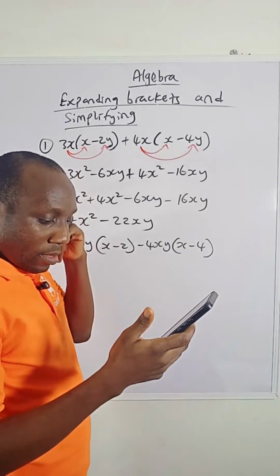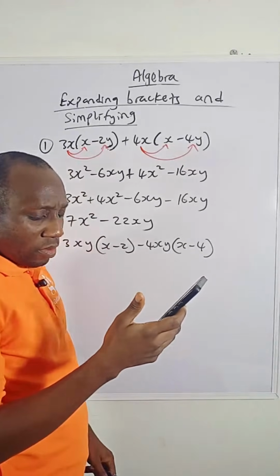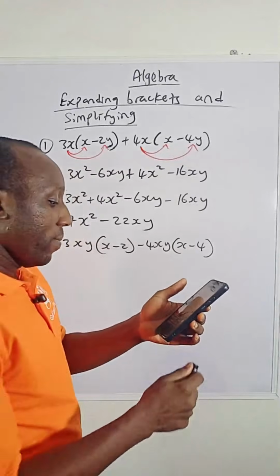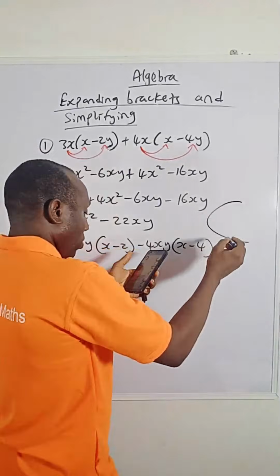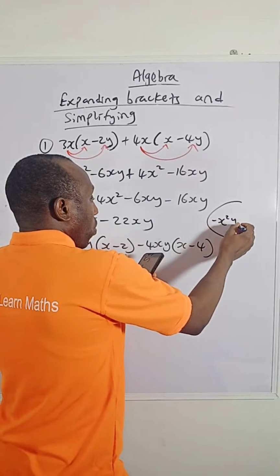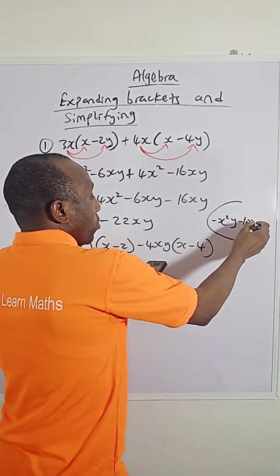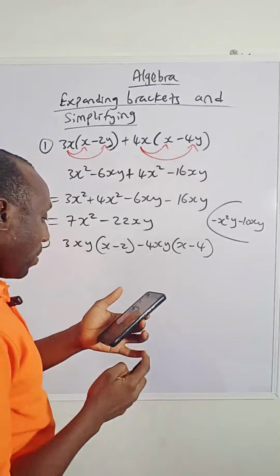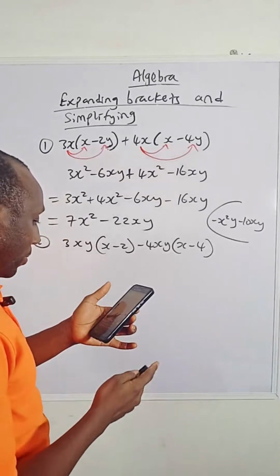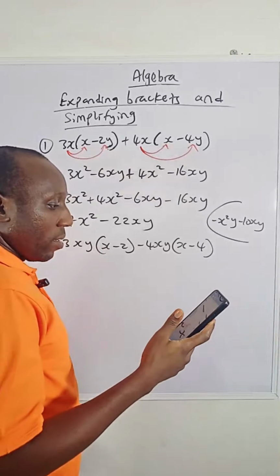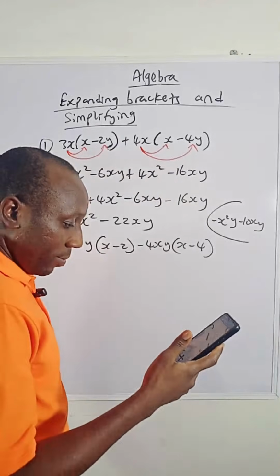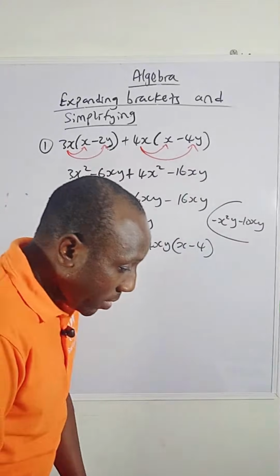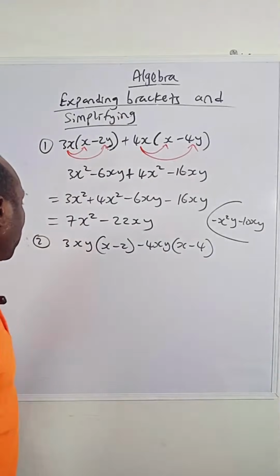x squared y, x squared minus x squared y minus 10xy. Let me write it here. So you said minus x squared y minus 10xy. Okay, let's wait for other people. Let's get their own feedback as well. So I think I will just do it. Let's reconcile our answers. Let's go.